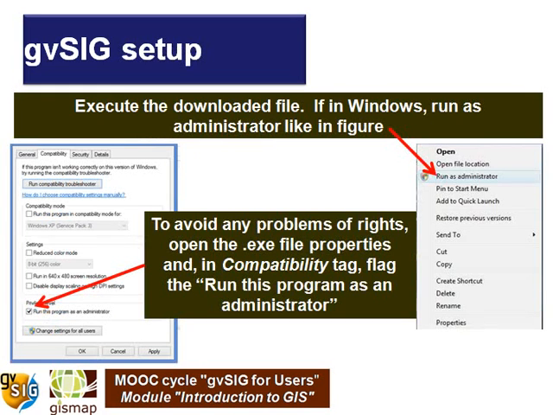A suggestion: before executing the downloaded files, if you are in Windows, you should run as administrator, like in the figure. You right click on the exe and you click run as administrator. To avoid being forced to do this every time, it's better to go in properties of the exe file, then in the compatibility tab you check run this program as administrator, then okay, then anytime you run as administrator, so you'll be able to install additional components without any problems.